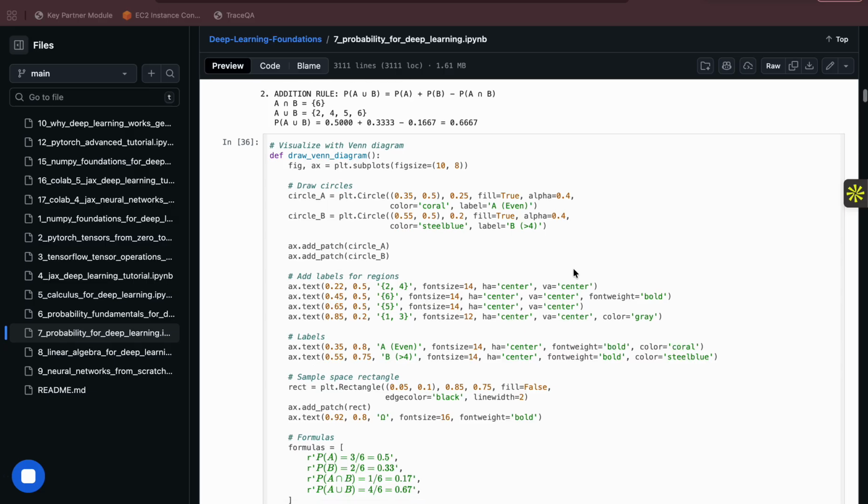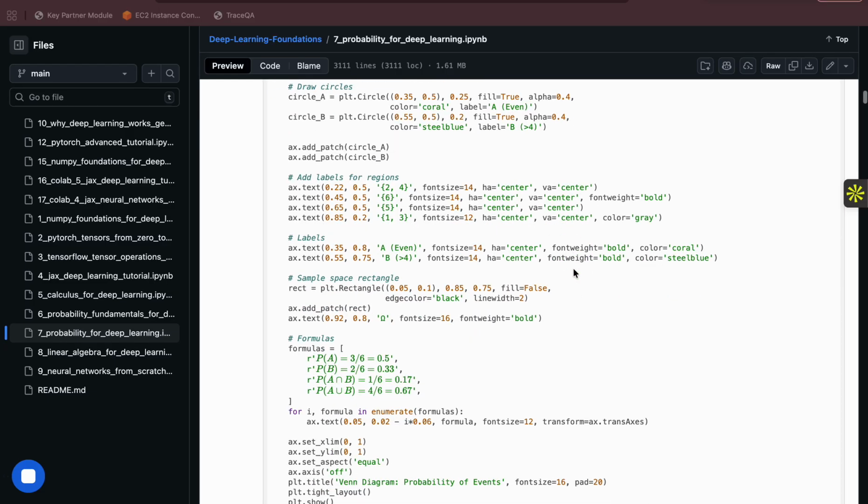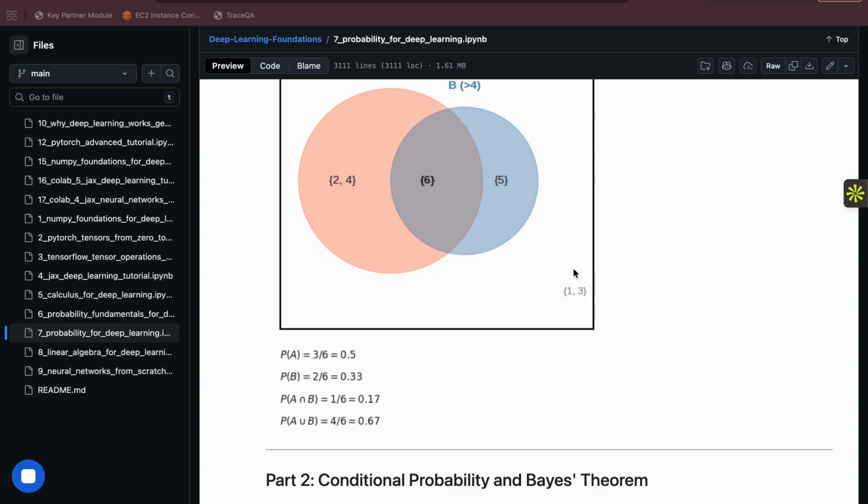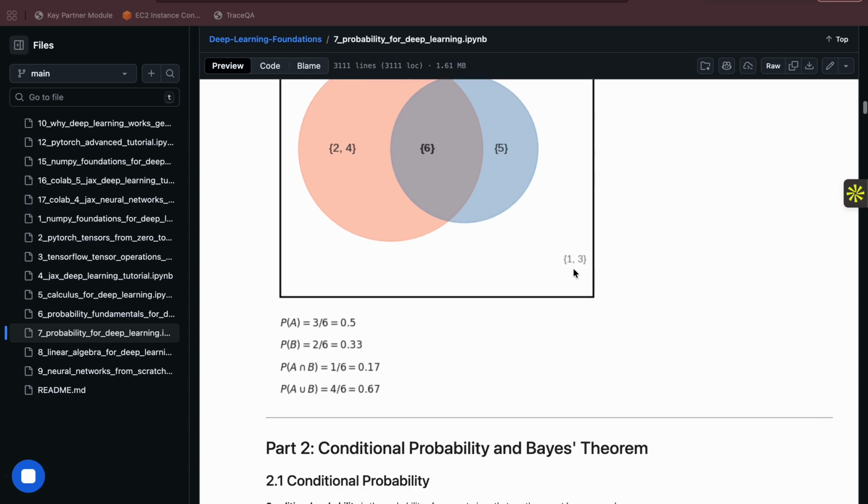Here we visualize the Venn diagram, which shows the overlap between events A and B, with probability formulas displayed below the diagram.